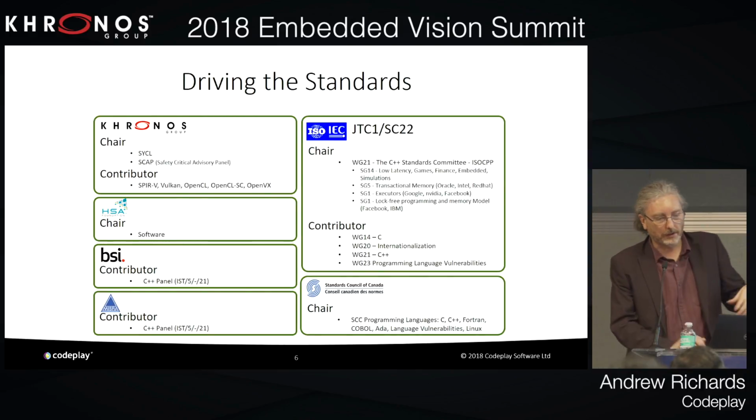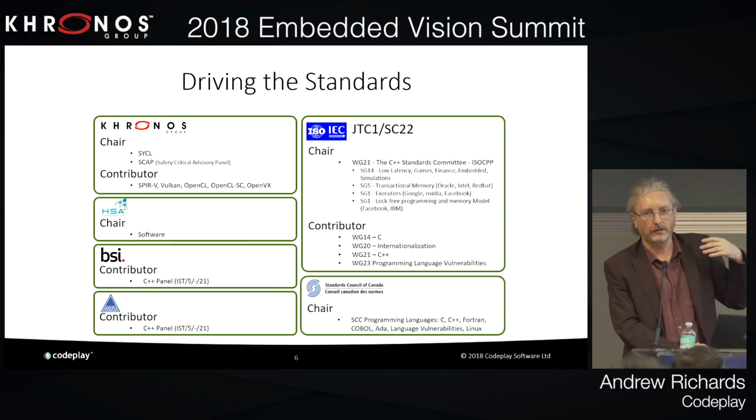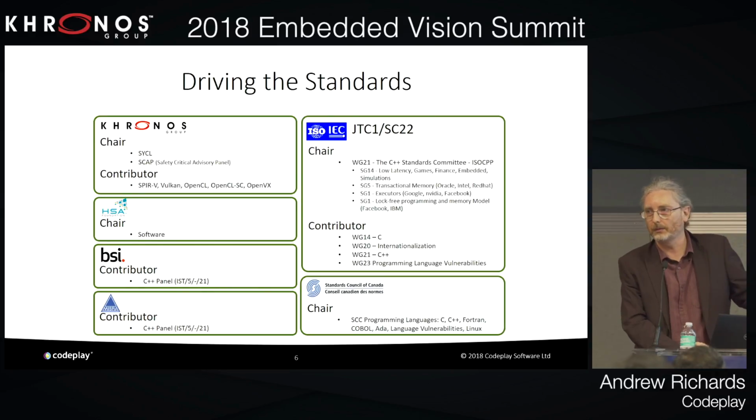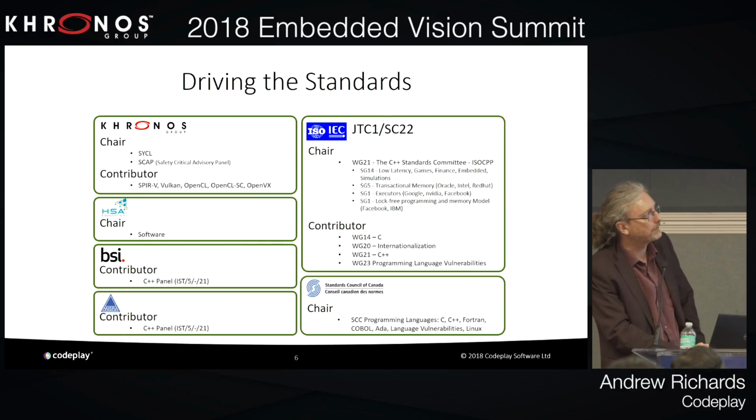But what we're also trying to do, and I'm going to talk more about this in my later presentation, is get all of this stuff into ISO C++. So you don't even need a special standard. You just use a normal ISO C++ compiler, and it will just offload to whatever accelerator it is, whether it's an FPGA or a vision processor or whatever.